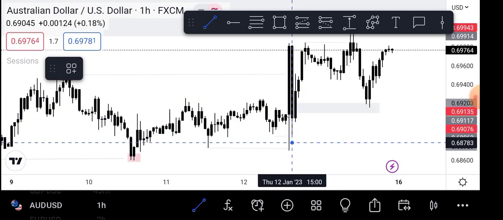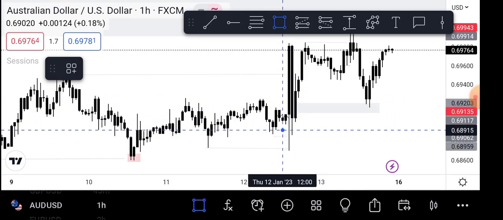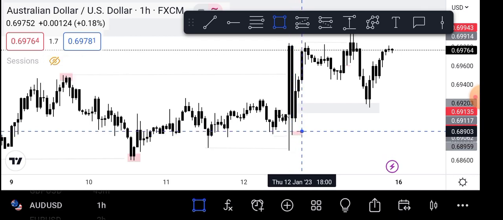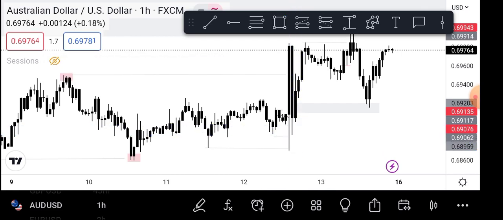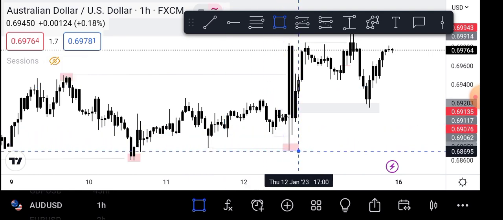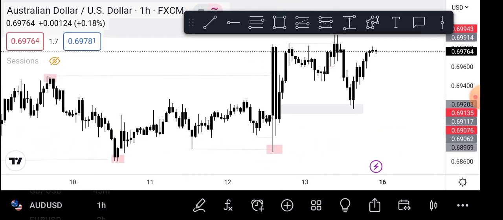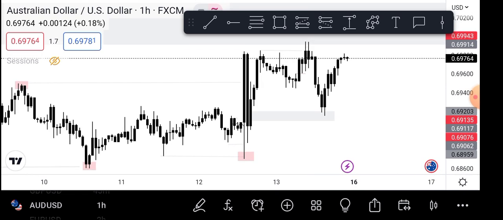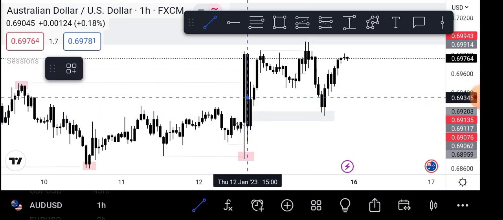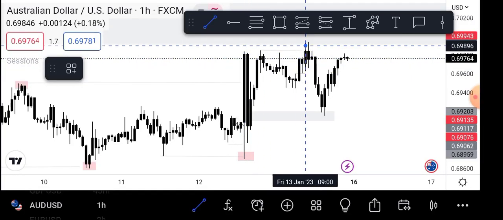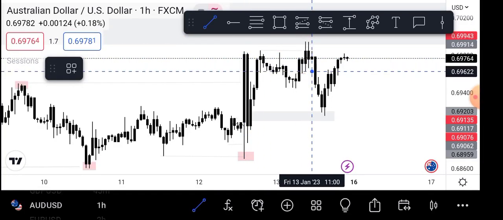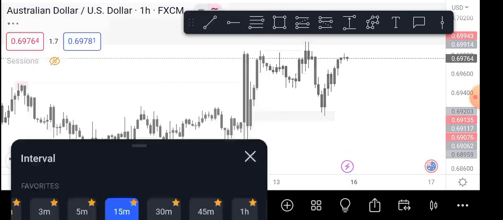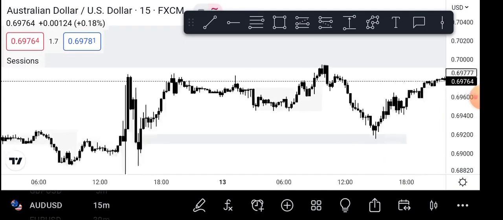So I wouldn't consider this leg as a low. I would prefer this one to be a low because that's what took liquidity and it's serving as a strong low. So when price broke structure, then tapped into the supply zone, that was where the entry came from. So let's go to the 15 minutes time frame.